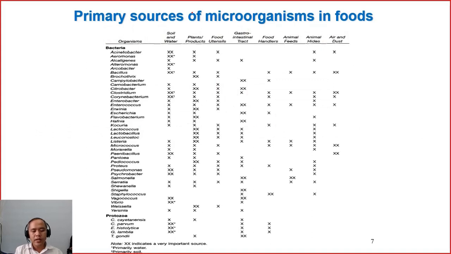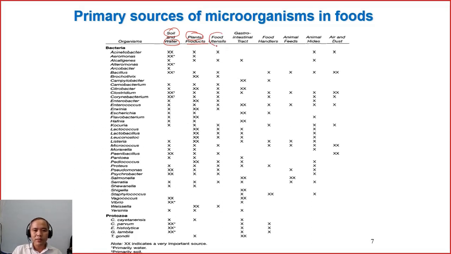Now we go to the next part in the review. We discuss the primary sources of microorganisms which contaminate food, from where microorganisms will come into food. So we have microorganisms which come from soil and water. We have microorganisms which can come from plant material and plant products.